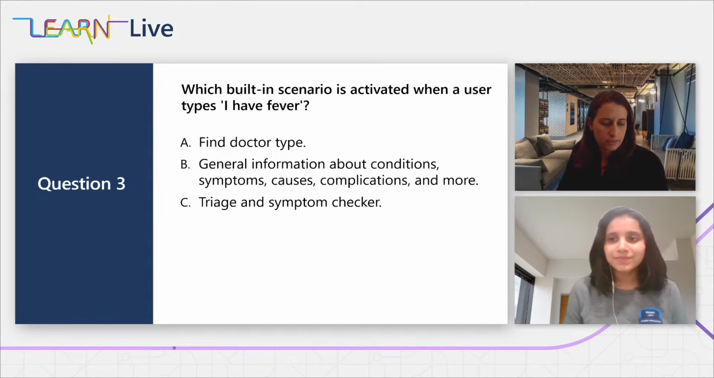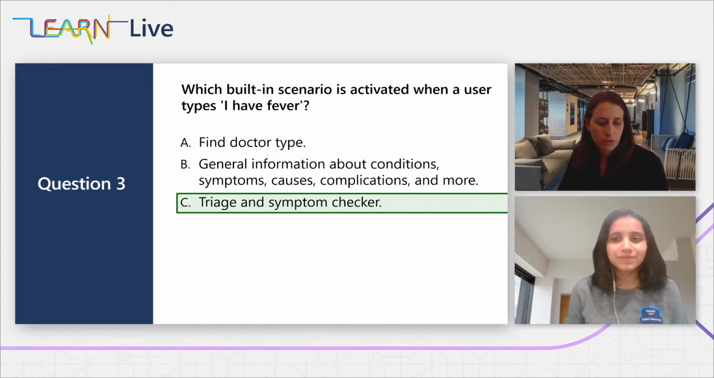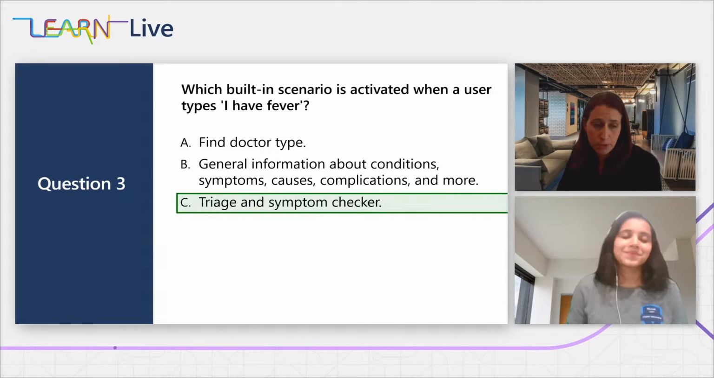So definitely, this looks like we have some mixed answers. I would say it's C. Let's see what the right answer is. So that's right. C, triage and symptom checker.